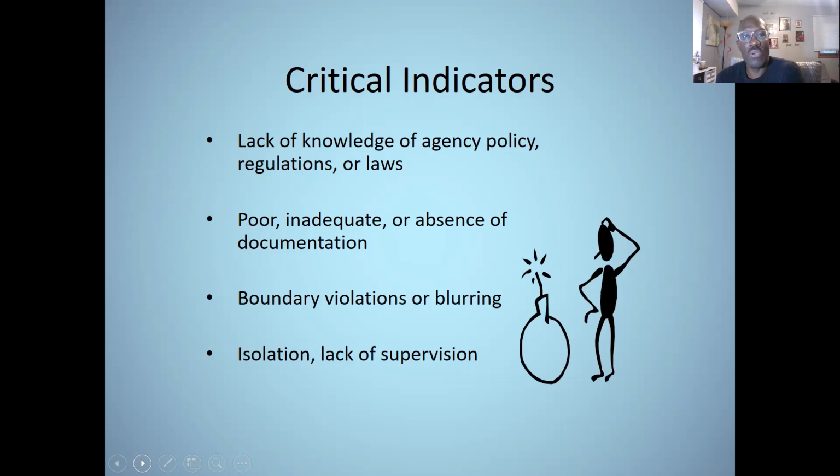So always ask yourself, as you're making decisions, is this consistent with agency policy? Is this consistent with the law? Is this consistent with other regulations that govern this particular entity? For inadequate and absence of documentation, I can't say it enough for you in terms of making sure that if you didn't write it, it didn't happen.